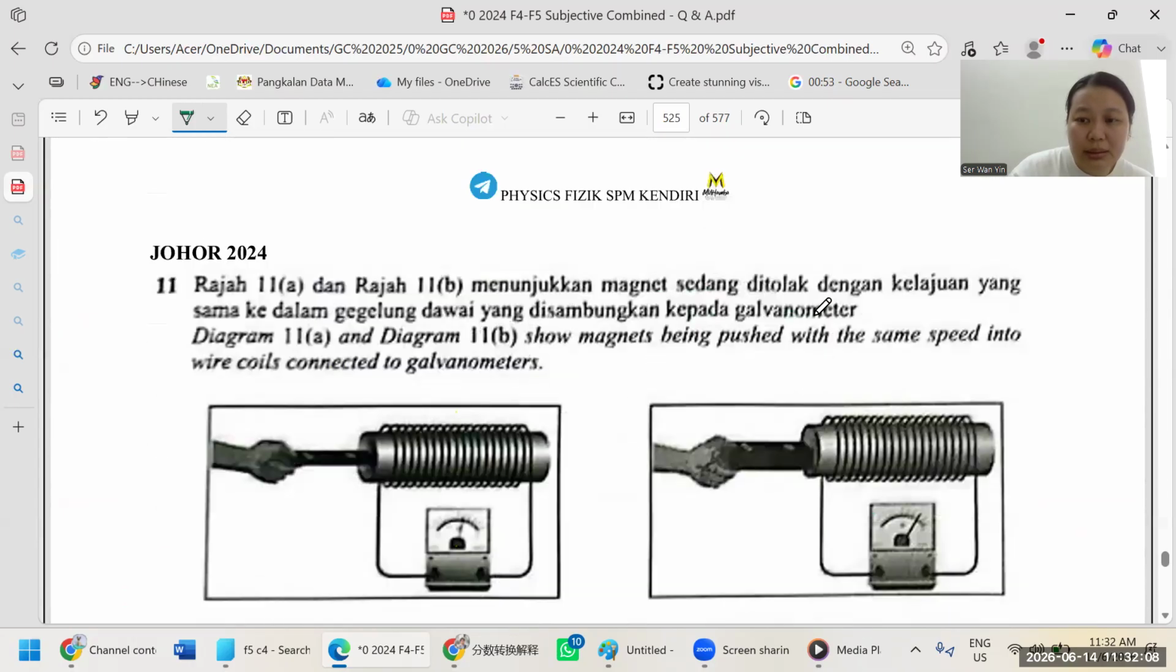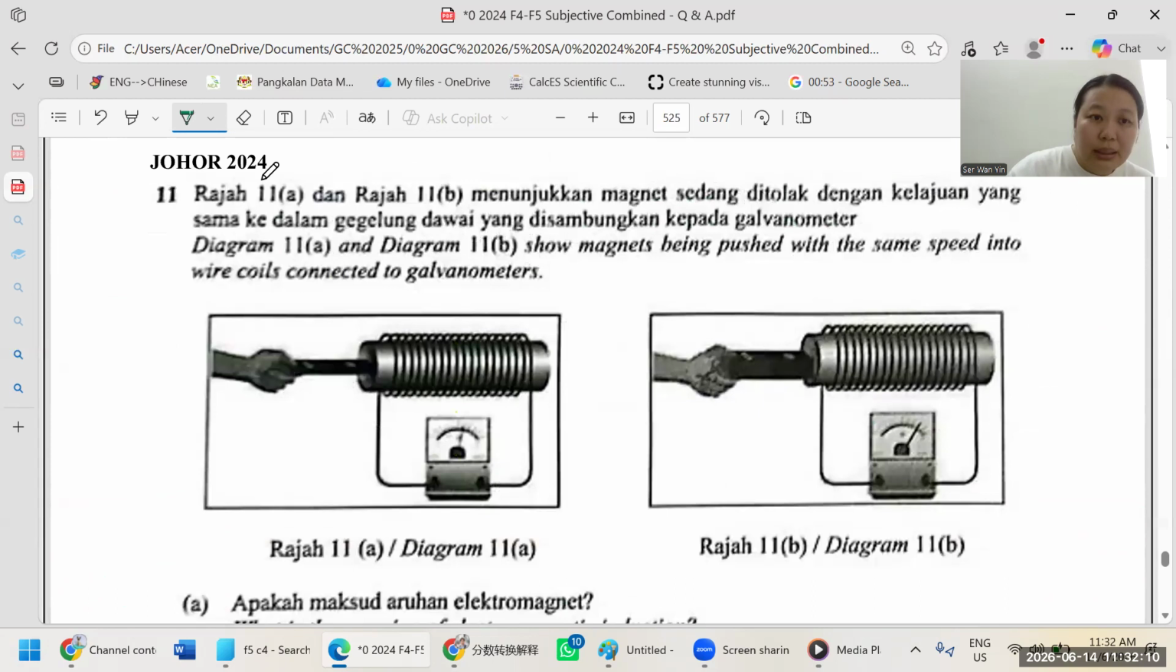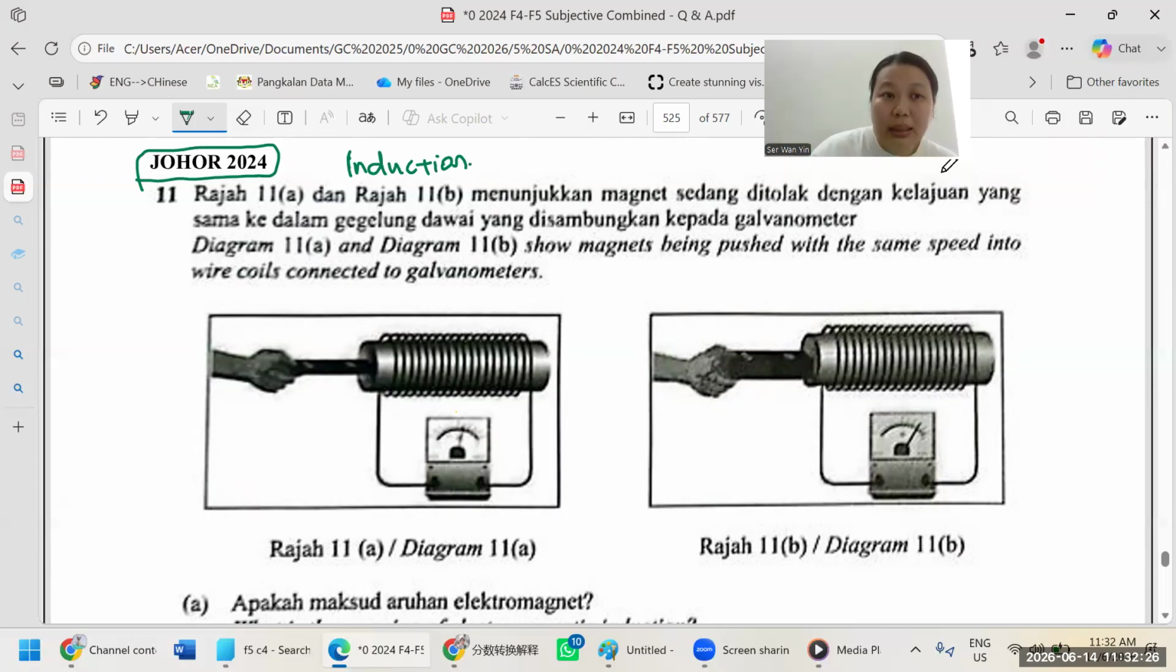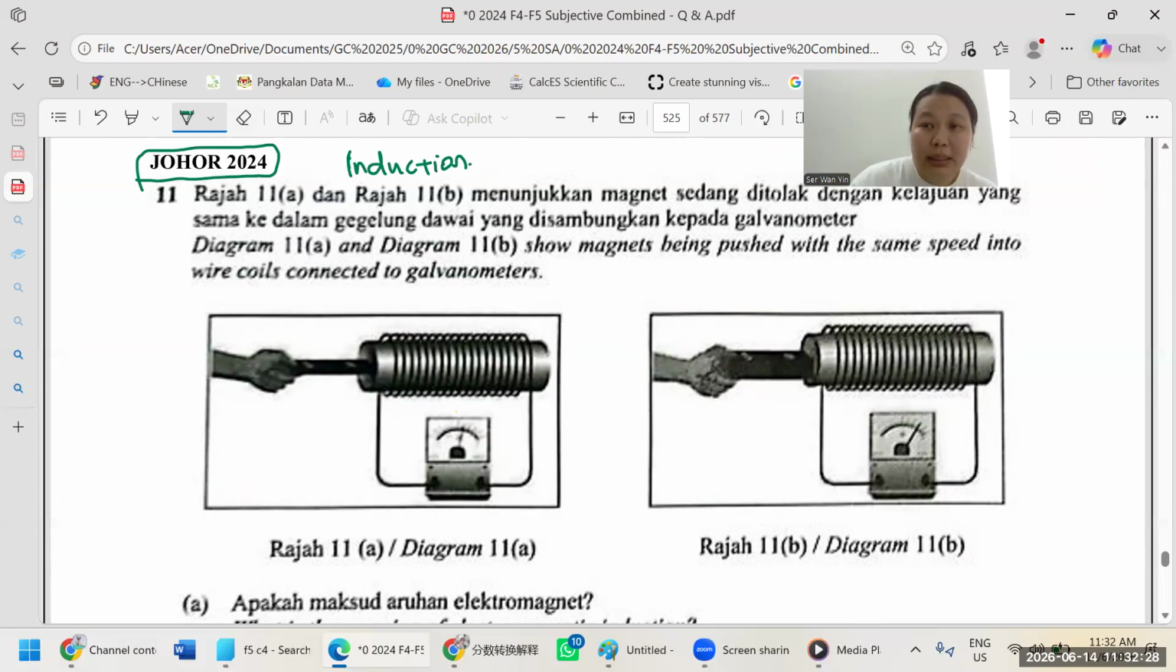Then this one we talk about in the next class. This is called electromagnetic induction. This is induction. We'll talk next time. Okay, that's all for today.